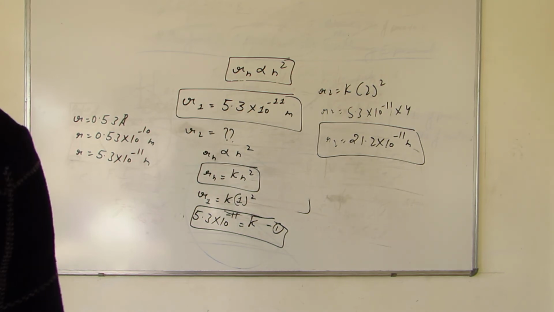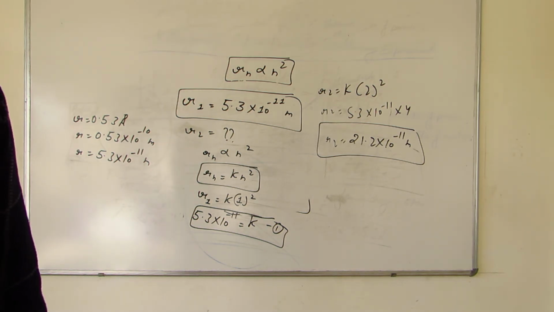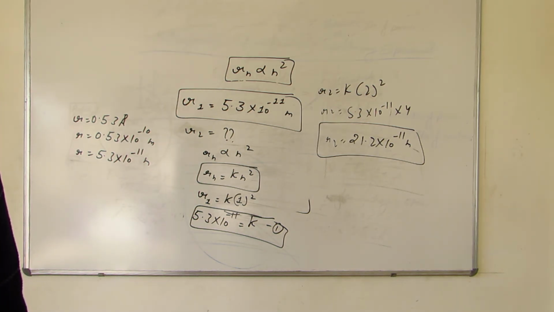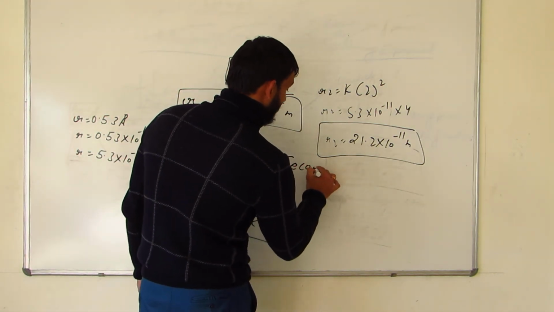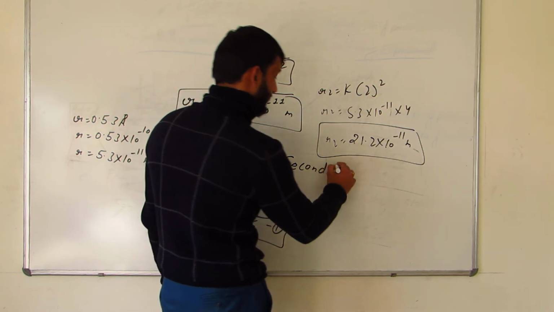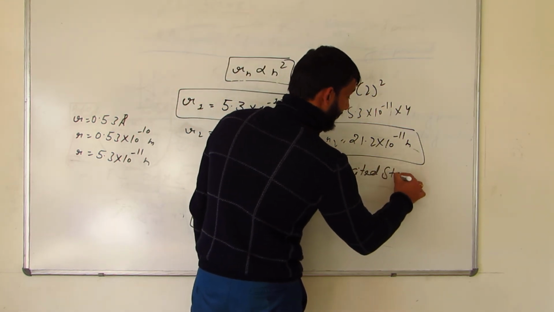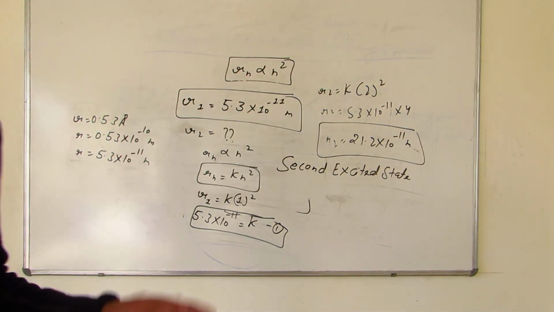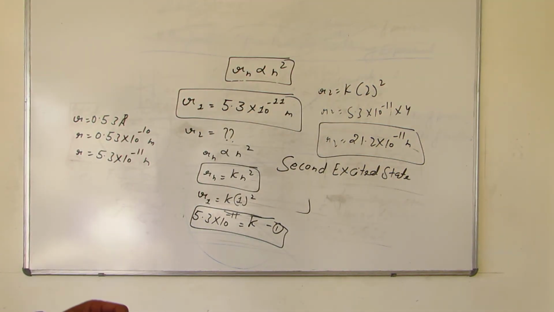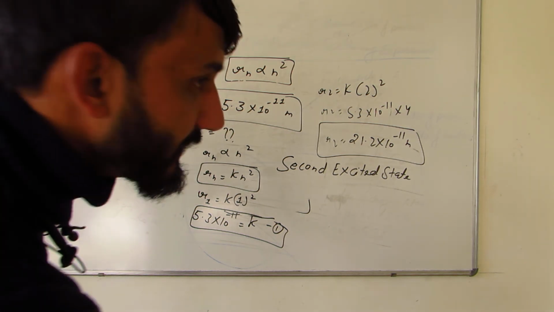Now in this question one more variation might come, and the variation could be, instead of asking about the second orbit, they will ask you about the second excited state. Instead of asking second orbit, they will ask you second excited state. Now guys, most of the students get confused because they think that second excited state means n is equal to 2. No.